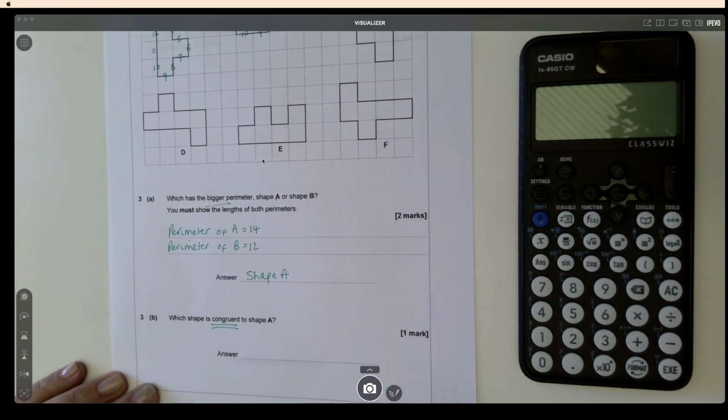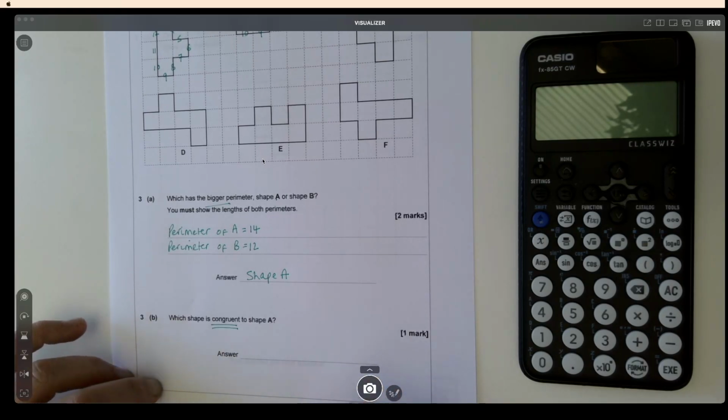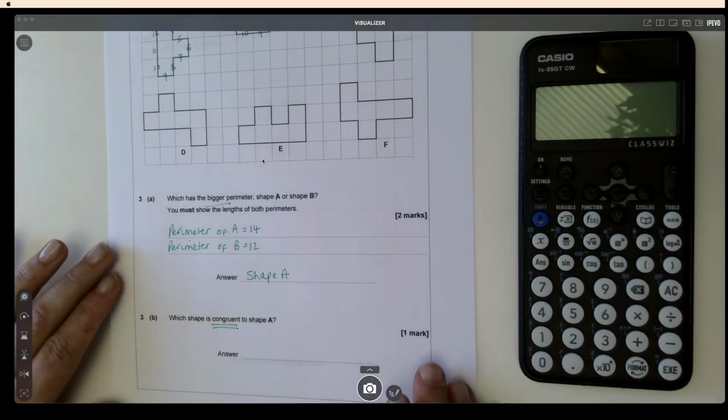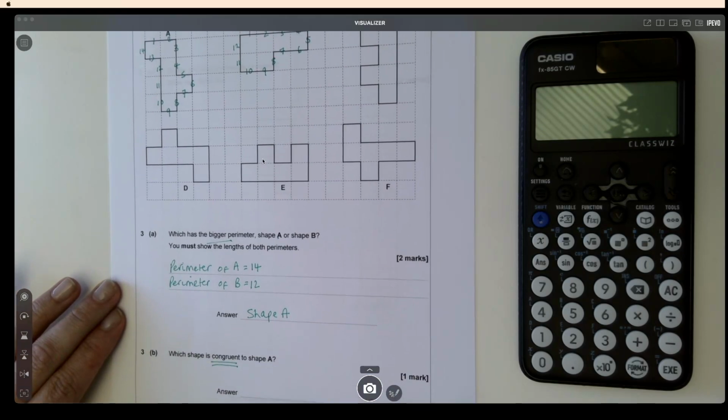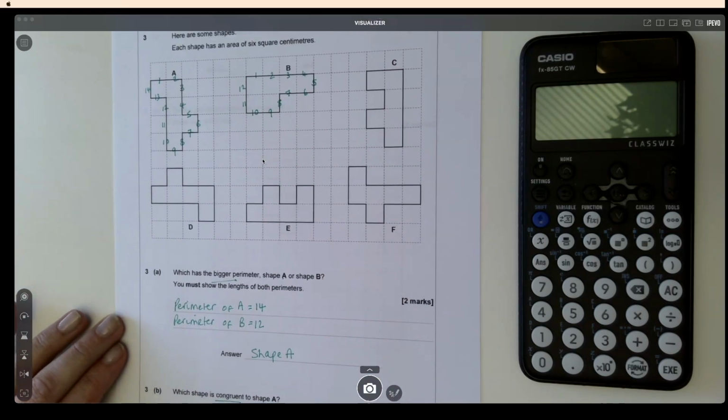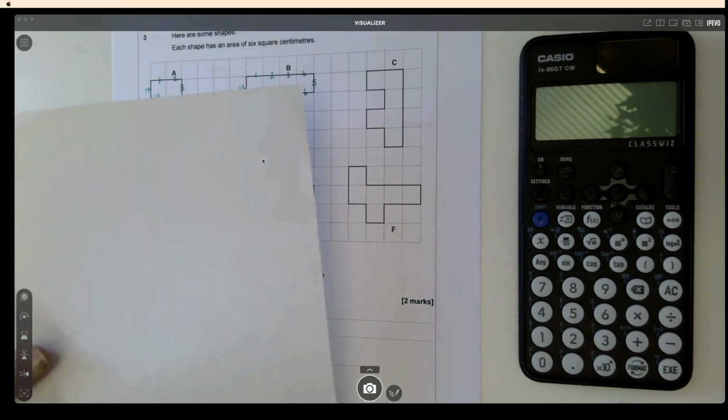3b. Which shape is congruent to shape A? So congruent means exactly the same. It may be rotated, so it may be a different orientation, but congruent means it's exactly the same shape. All of the sides are the same length, so we could put one shape on top of the other and they would match. So we're going to find out which shape this is. The best way to do this is using tracing paper.